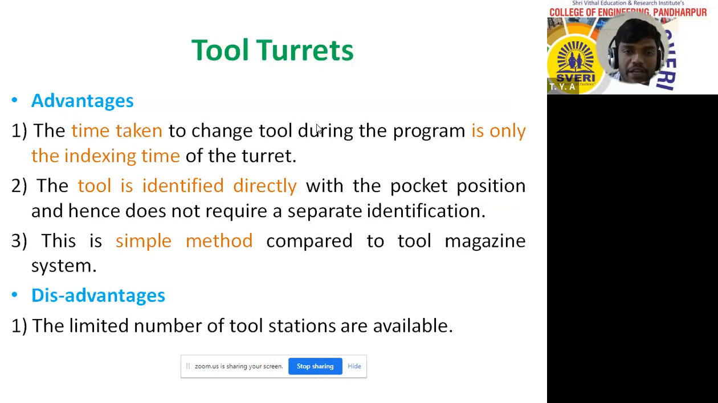First, the time taken to change the tool during the program is only the indexing time of the turret. म्हणजे टूल चेंज करायला टाइम लागतो तो इथं कमी लागतो. फक्त इंडेक्स प्लेट आहे ते फक्त फिरणार, जेवढ्या डिग्रीमध्ये जो नंबरचा टूल पाहिजे तेवढा फिरणार आणि तिथं टूल येणार. तो इंडेक्सिंग टाइम तेवढा लागेल, बाकी टूल चेंजिंग टाइमचा टाइम 0 असेल. That is one of the best benefits of this tool turret.